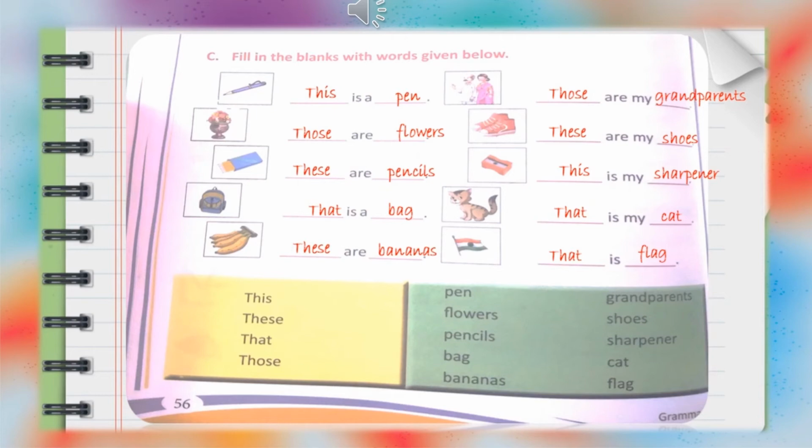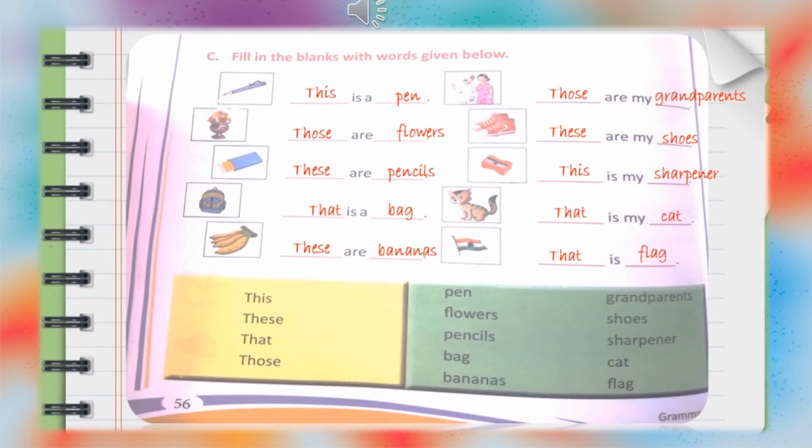That is a bag. Bag is away from us but singular, so we have used that. These are bananas. Closer to us but plural in number, so we have used these. Those are my grandparents. Away from us, so we have used those.